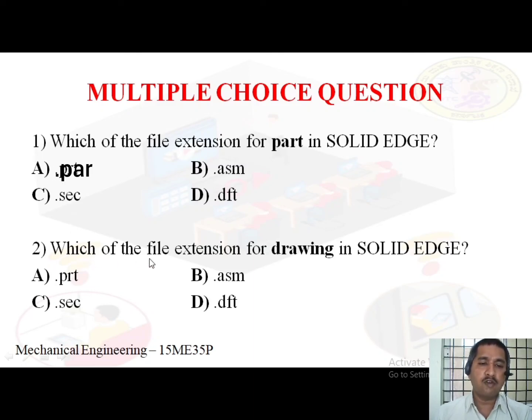Second question: which of the following is the file extension for a drawing in Solid Edge? Drawing or drafting. The first option is .PRT, then .ASM, the third one is .SEC meaning section, and D is .DFT. We save the file with the .DFT extension for drafting or 2D drawings. So here D is the correct answer. Move to the next slide.